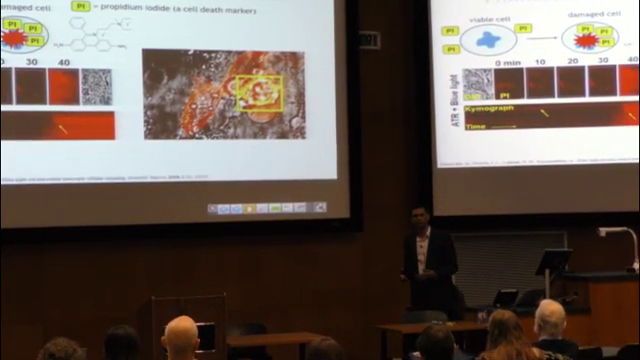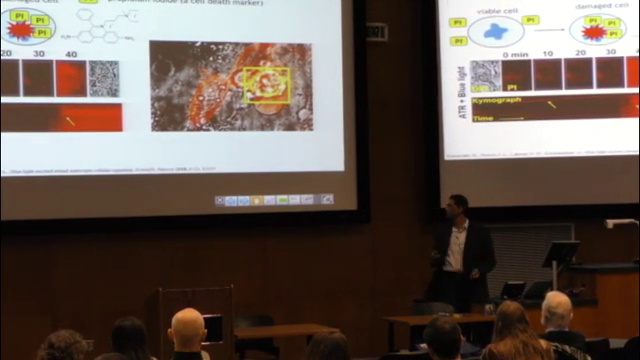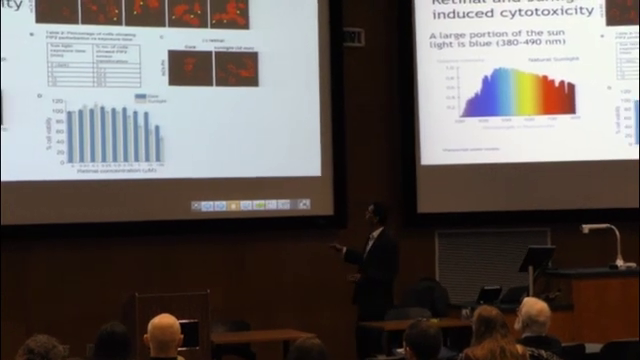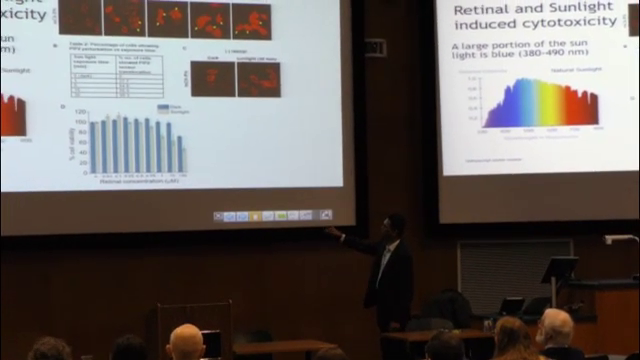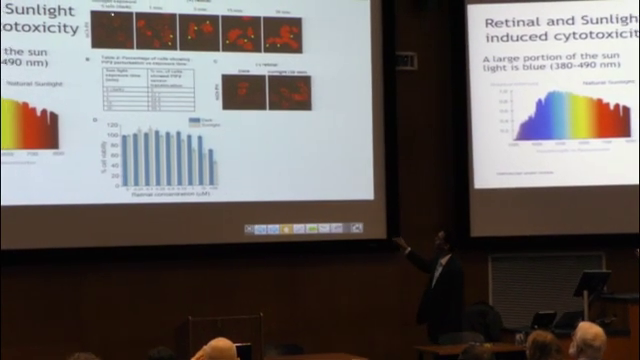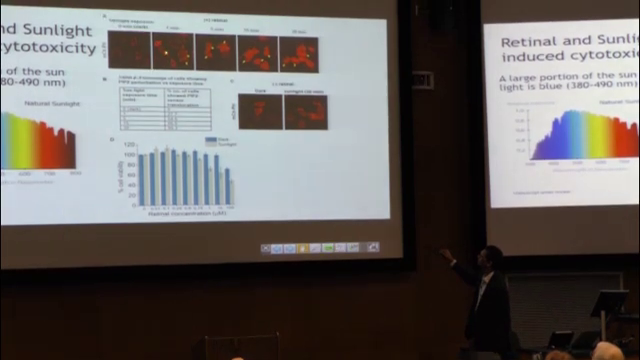So if you do the same experiment with green light, nothing happens. So retinal and blue light combination is damaging. And we examine if sunlight has a large amount of blue light. So we expose cells to sunlight. Even 1 minute, we can see that PIP2 sensor is moving to the cytosol.